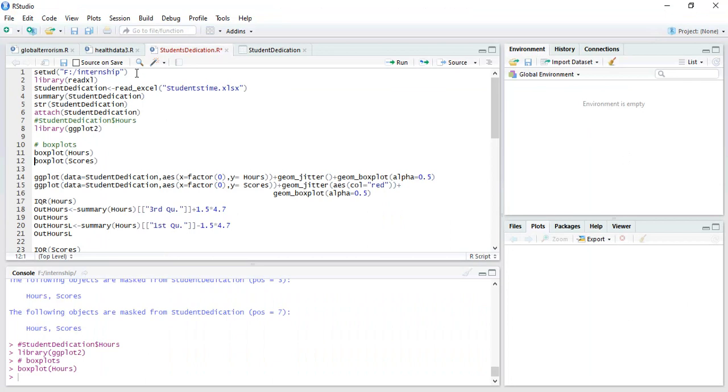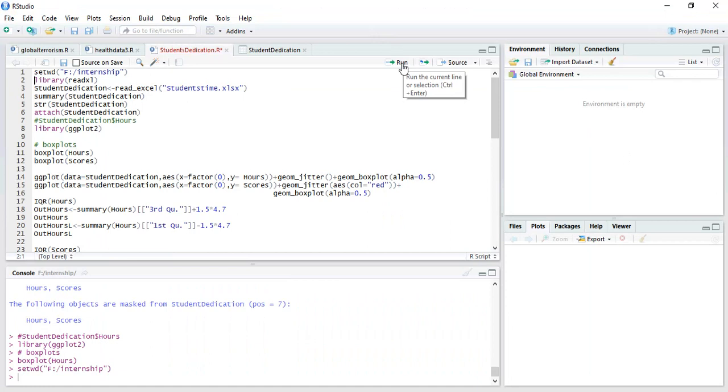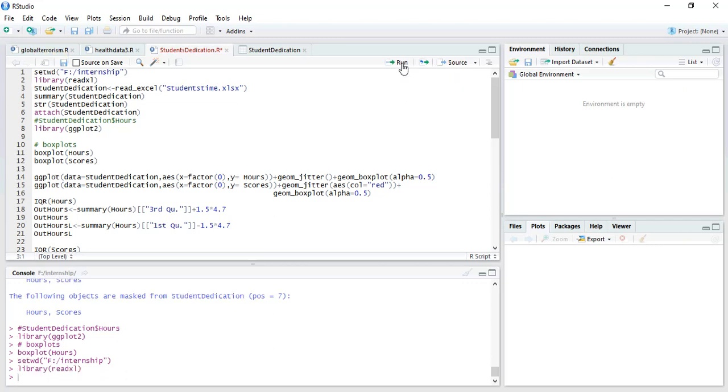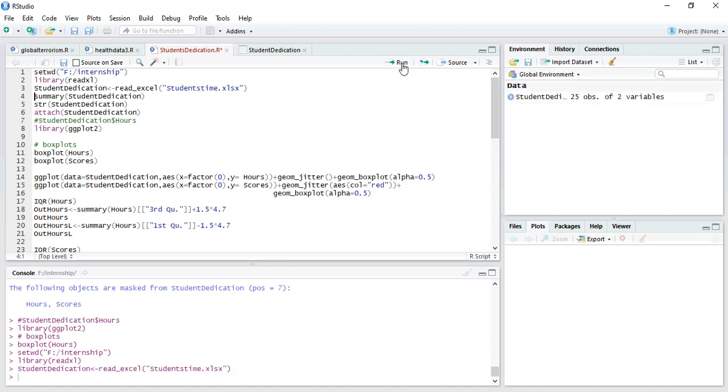First, we set the working directory. Then, this data is in an Excel format, so we have to import it. To do that, we load the library readxl, and I gave the name student_dedication to the read_excel of the file students_time.xls. Once I do it, I got a students file.